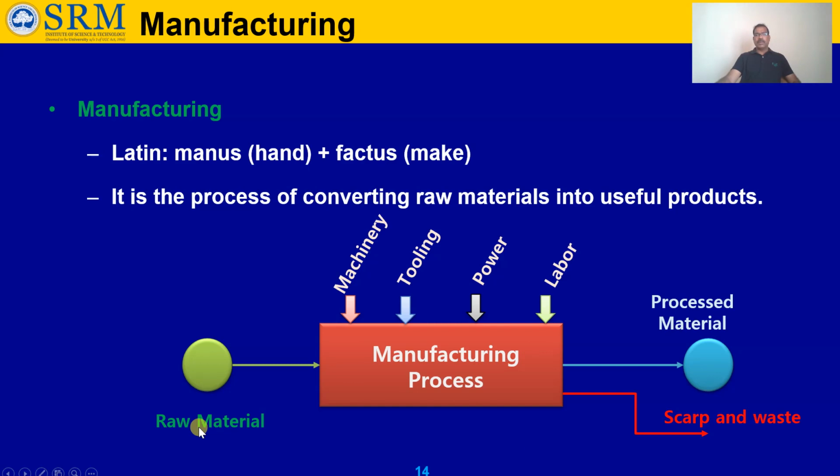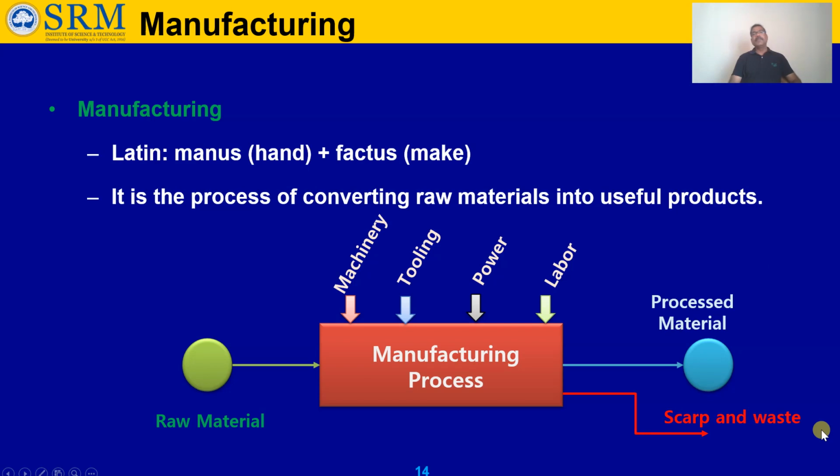So from raw material to the final product, there will be a combination of machinery, tooling, power and labor. With that only we are able to achieve the processed material. At the end, definitely we'll be having the scrap.